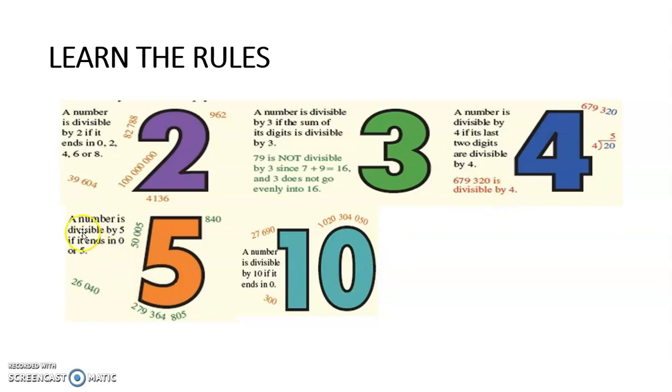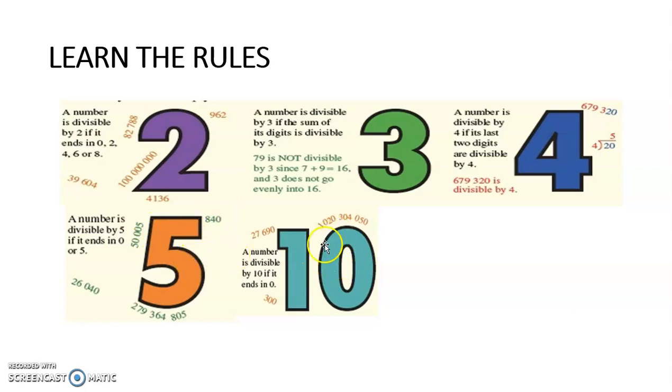Now what is the rule of 5? A number is divisible by 5 if it ends in 0 or 5. So no matter how big the number is, if the last digit is 0, suppose here 26,040, yes, this is divisible by 5. We don't have to actually divide. We can just say it like that. 50,005, yes, it is ending in 5, so it will be divisible by 5. 8,040, yes, it is ending in 0, so it will also be divisible by 5.